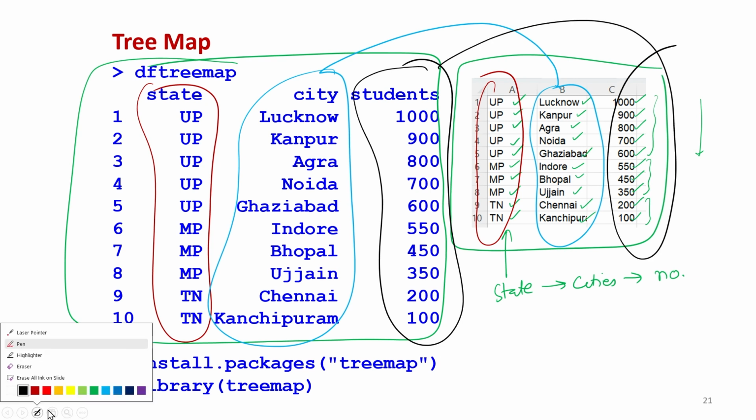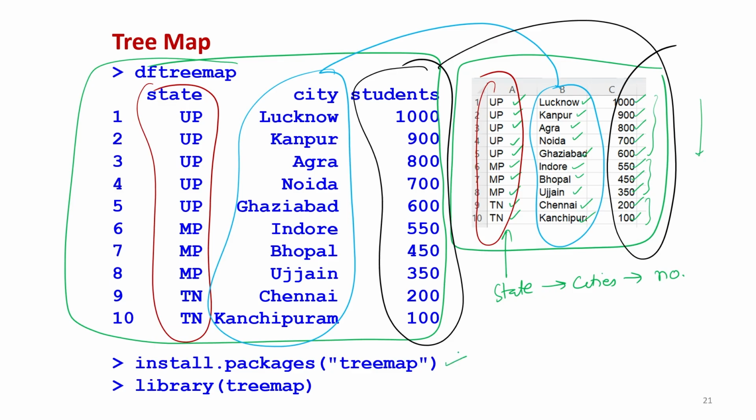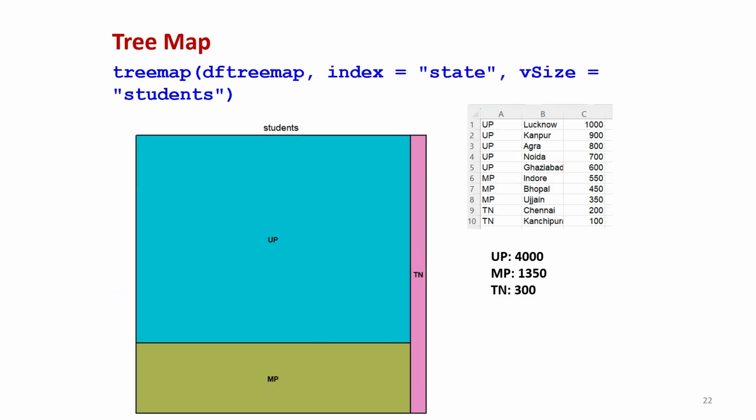So, we first install the package treemap using the command install.packages and then load it using the command library(treemap). I already have this package installed on my computer, so I will use only library(treemap). If you use the command treemap and then the data frame in which you have given the data, then index is equal to state, vSize is equal to student. The index is trying to show how the values in the first column have to be clubbed together.